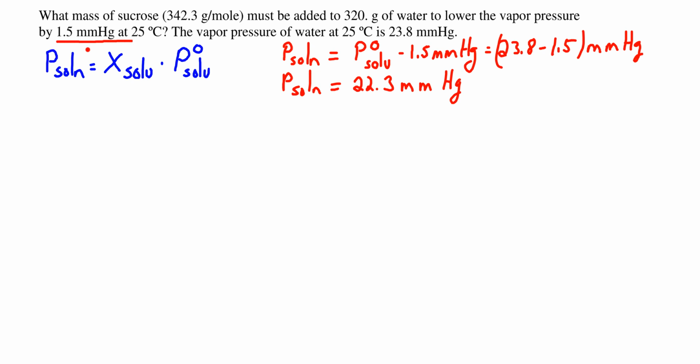our condition that we want our solution 1.5 millimeters lower than the pure solvent. So here's the pure solvent, we subtract 1.5, and this is the target vapor pressure we want for the solution. So we now know what the vapor pressure of the solution is that we want. We know the vapor pressure of the pure solvent. So now we can calculate the mole fraction of the solvent, and from the mole fraction of the solvent, we can back calculate how much solute we need.